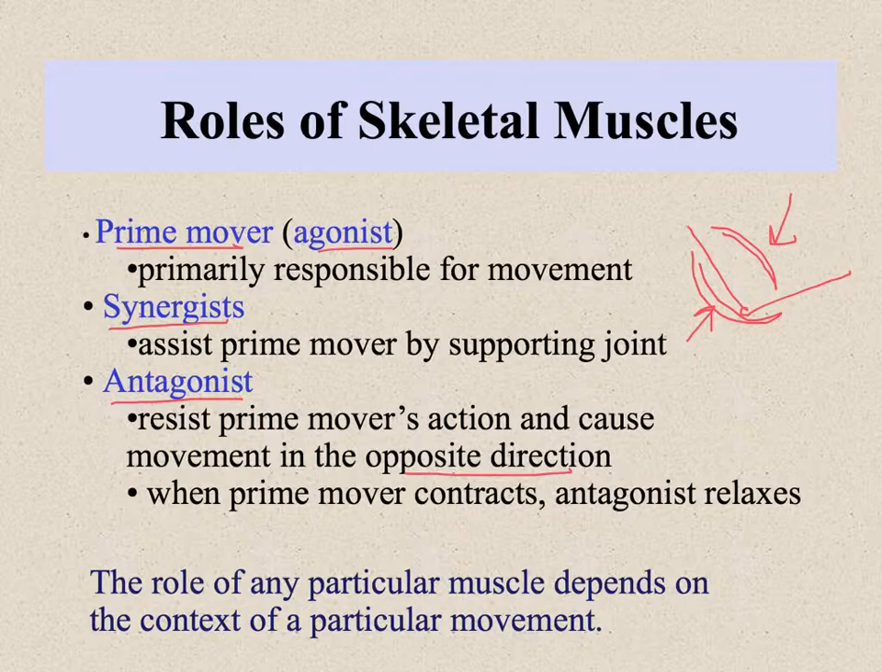The role of any particular muscle will depend on the particular movement. As we go through the muscles that you need to know, you'll see sometimes that they are responsible for more than one movement, and in each of those movements they may be acting as an antagonist to another muscle or be the prime mover, or in movements that we aren't talking about, they're acting mainly in a supporting role as a synergistic muscle.